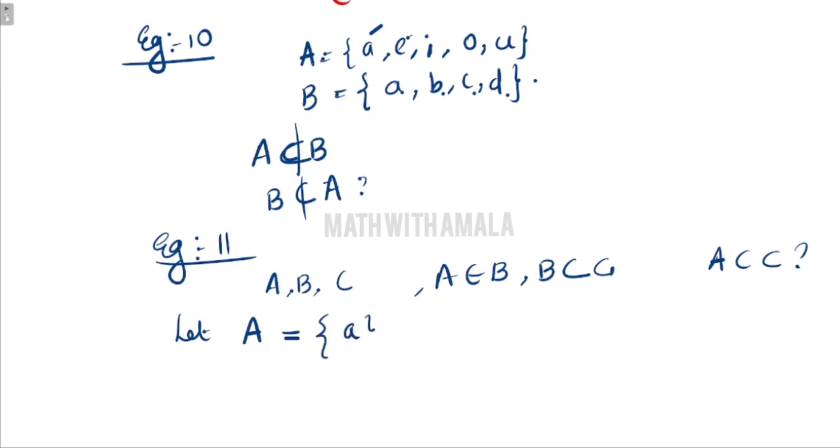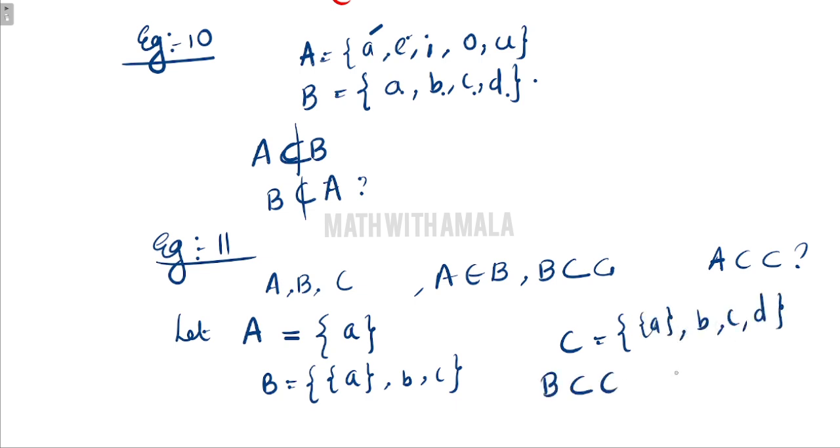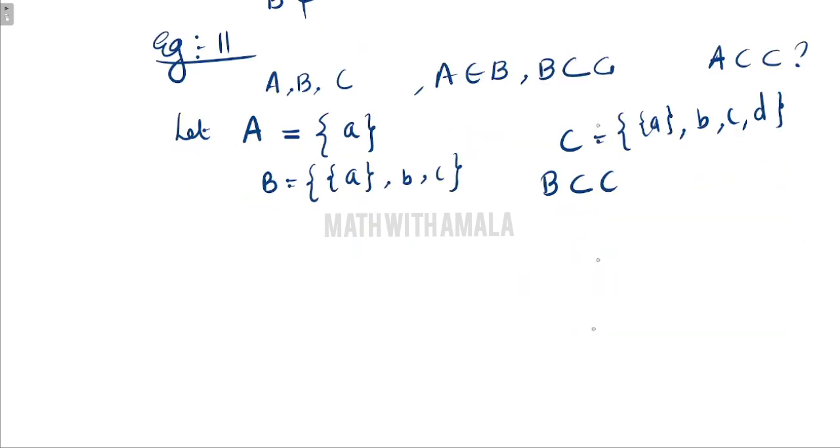So you can take an example of the singleton set {A}, and that {A} is contained inside set B. Okay, so that will be the set {{A}, B, C}. Now we can consider another set C such that C is equal to {{A}, B, C, D}. Now we have B is contained inside C. Now our question is whether A is a subset of C.